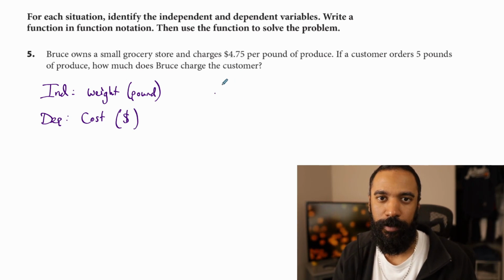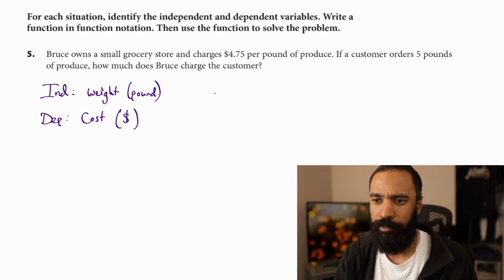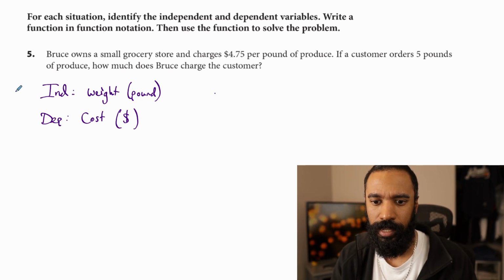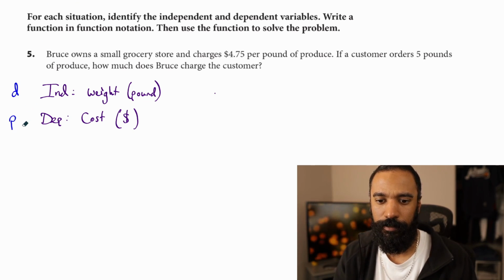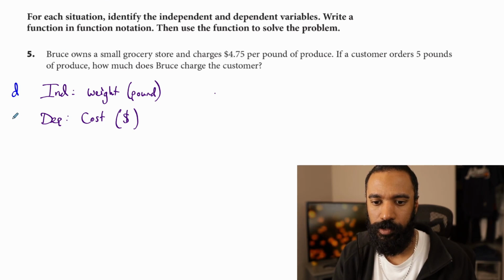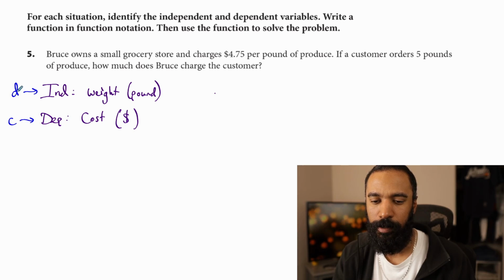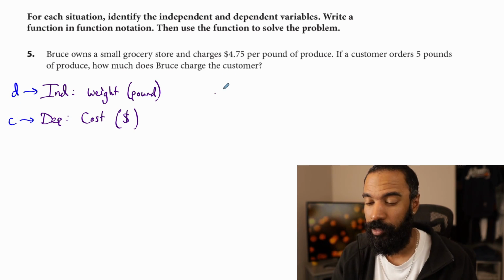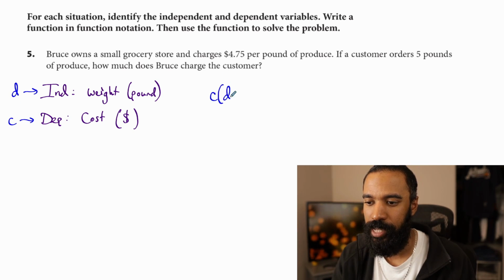Now, you don't have to use f, by the way, for function of x. In fact, I'm going to use some different variables here. Let's use c for cost, just to show you that you don't have to use f and x. As long as you identify what they are, d is the independent variable, c is the dependent variable, which represents the function. I can write c of d.